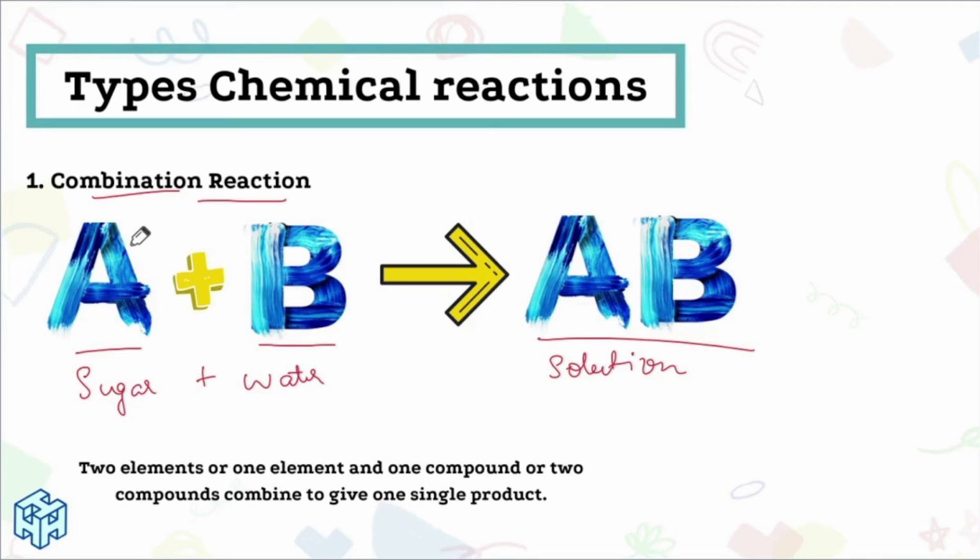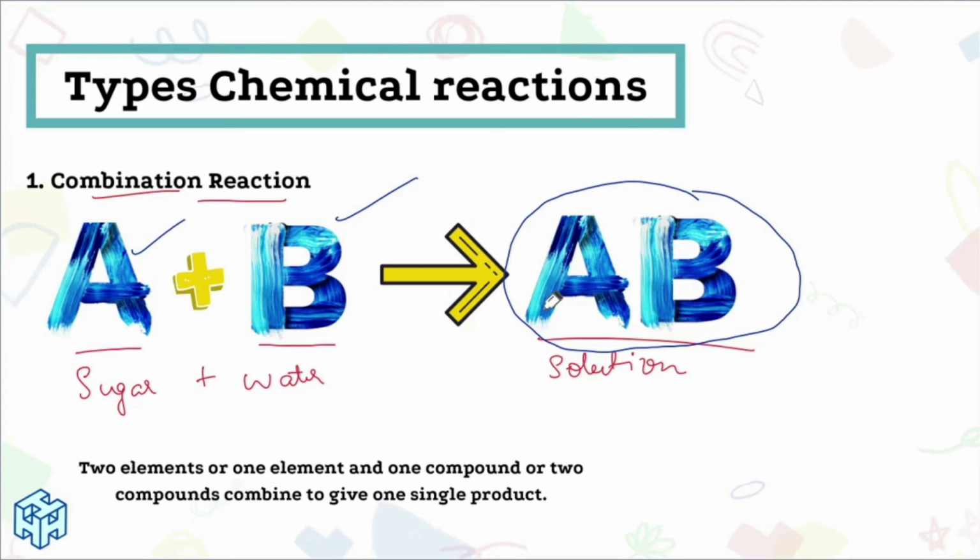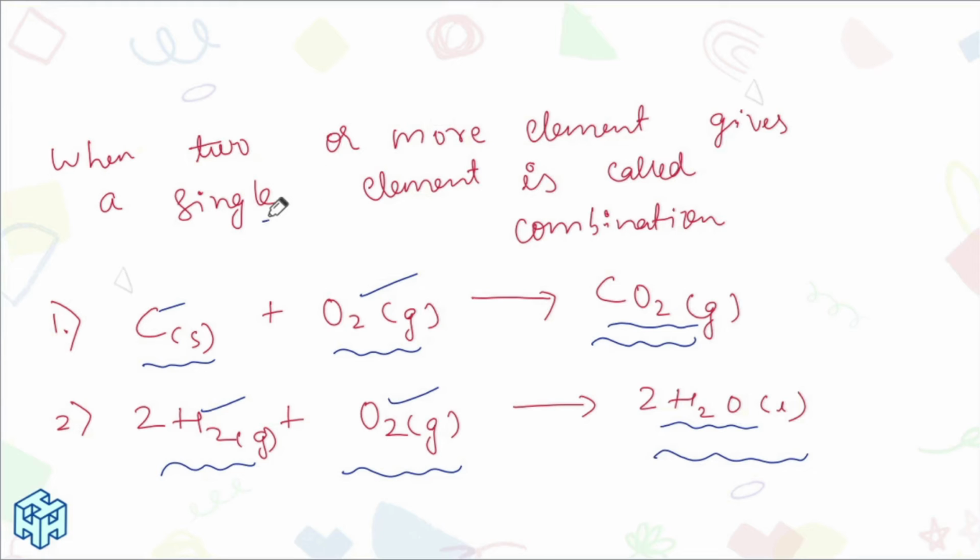See, when we add element A and element B, we get some element called AB. AB is a combination of both A and B. Like the example explained here, carbon and oxygen give carbon dioxide. Hydrogen and oxygen give the combination H2O, that is water. Are you able to understand? Let us recap it. A combination is a reaction when two or more elements give a single element. Yes or no?